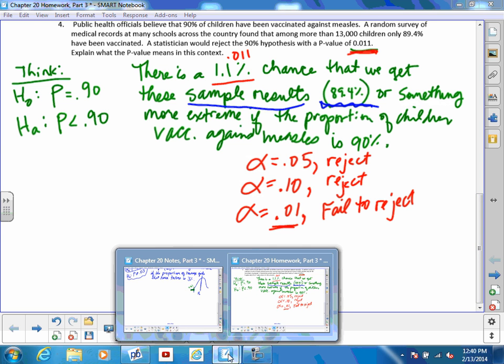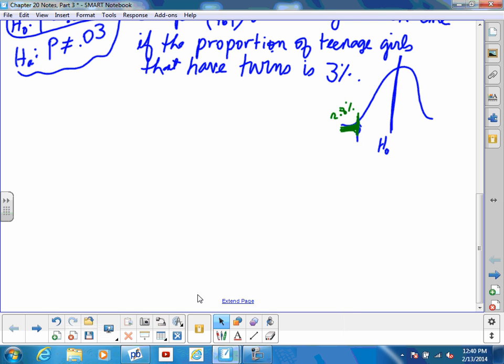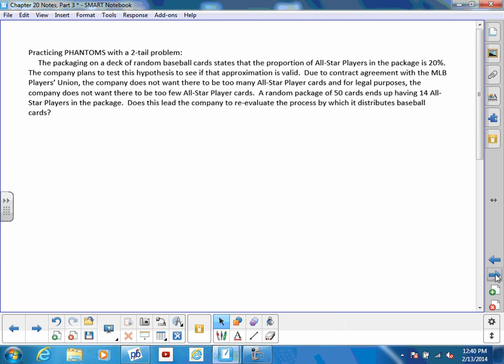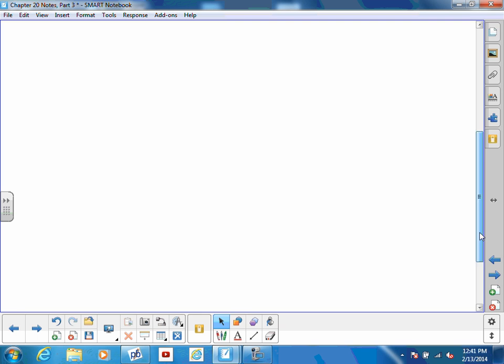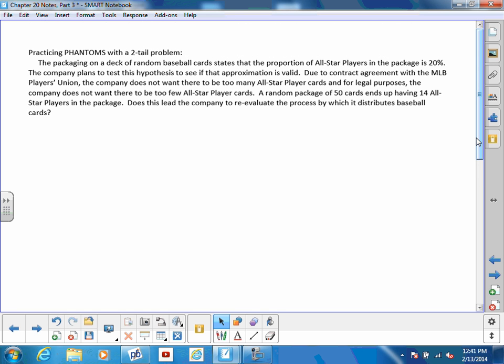Last thing is to clarify how you do a PHANTOMS model with a two-tail problem. So this is the back of the notes. The first thing I want you to do is look at this piece of paper. It is completely blank. You have no chart to guide you through. You had that chart yesterday, your little baby step process, and now you have to start internalizing that. Okay, so here we go.